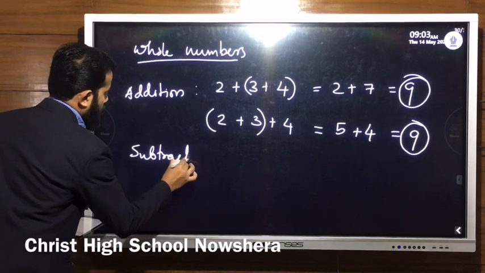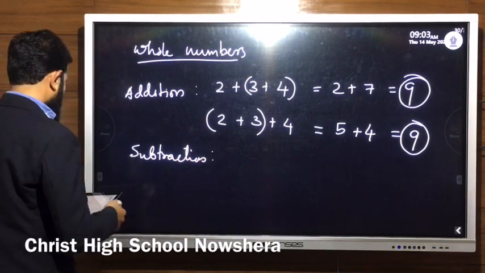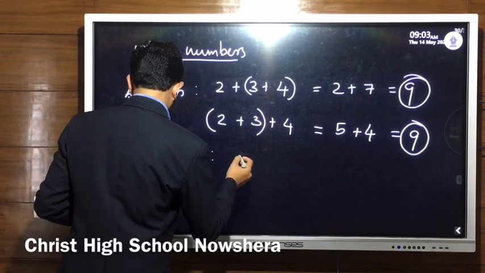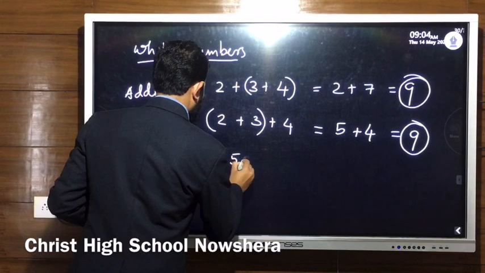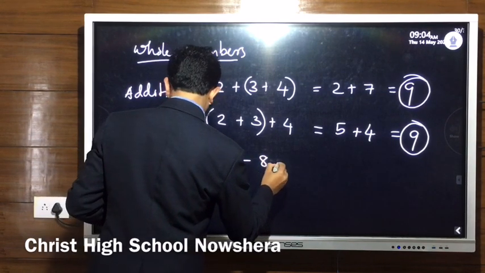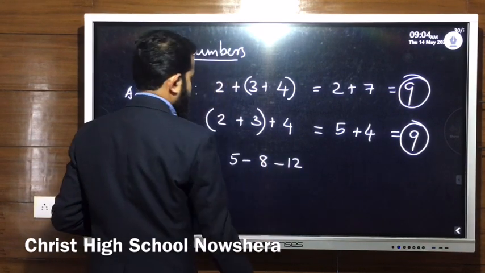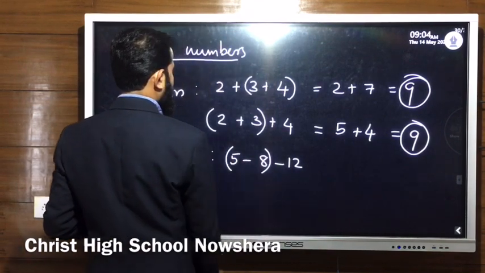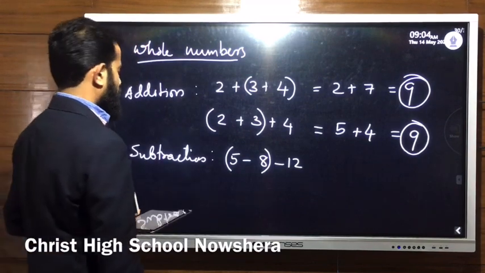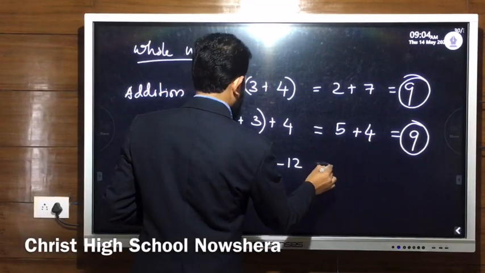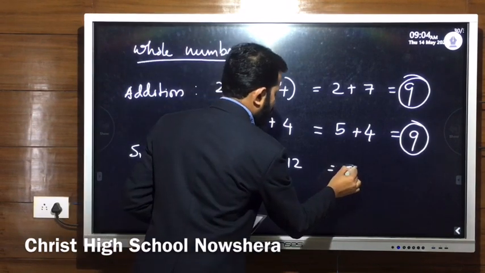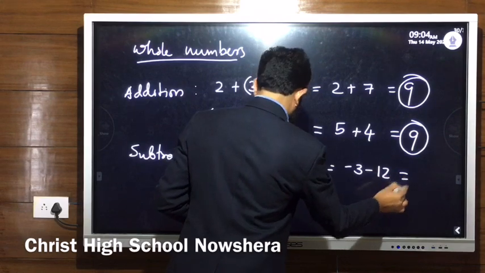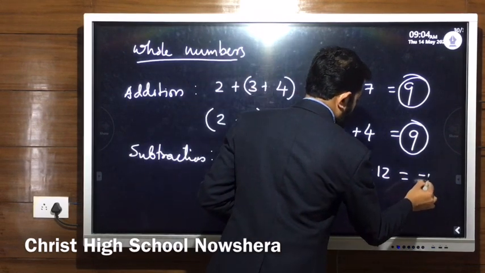Subtraction. 5 minus 8 minus 12. We can make the group 5 minus 8. What is the result here? 5 minus 8 is minus 3. Then outside the bracket there is minus 12. Minus 3 minus 12 equals minus 15.